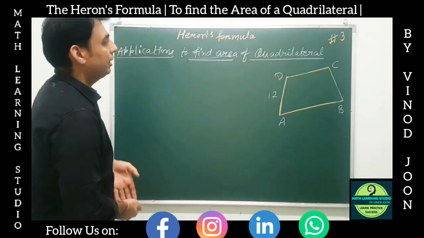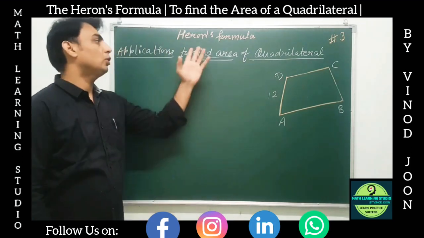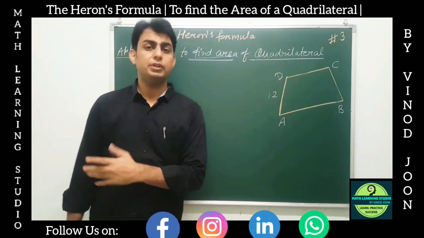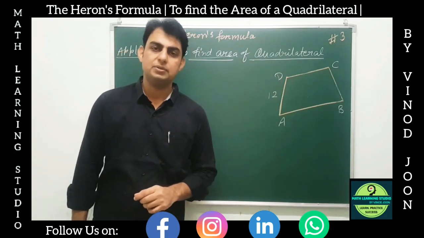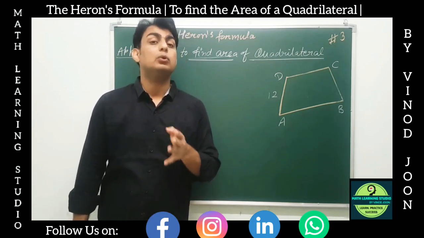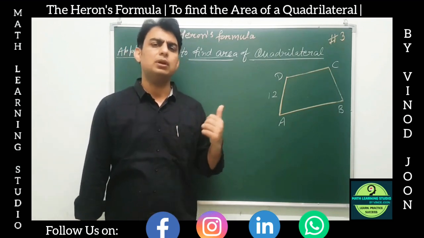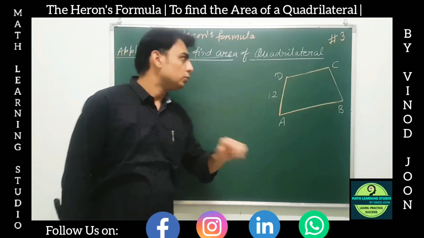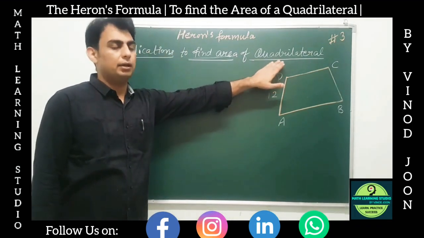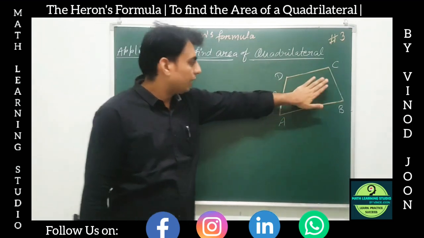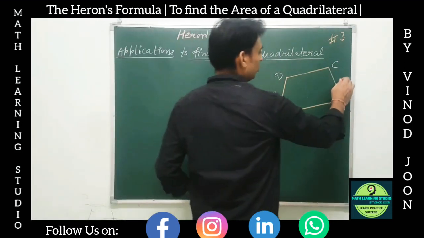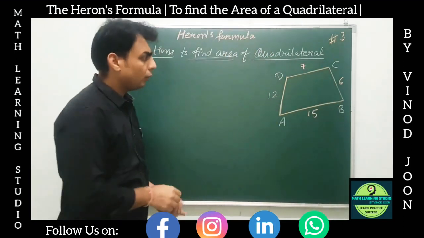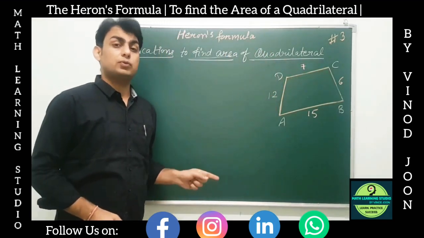Now, we will understand how we apply Heron's formula in finding the area of a quadrilateral today. In the previous two videos of Heron's formula, we introduced the formula and then took a variety of questions based on direct application, directly when we have a triangle. Today, we will extend to a quadrilateral. In a quadrilateral, sides will be given to us. So suppose this is 6, 7, 12 and 15. We have to apply Heron's formula in this.